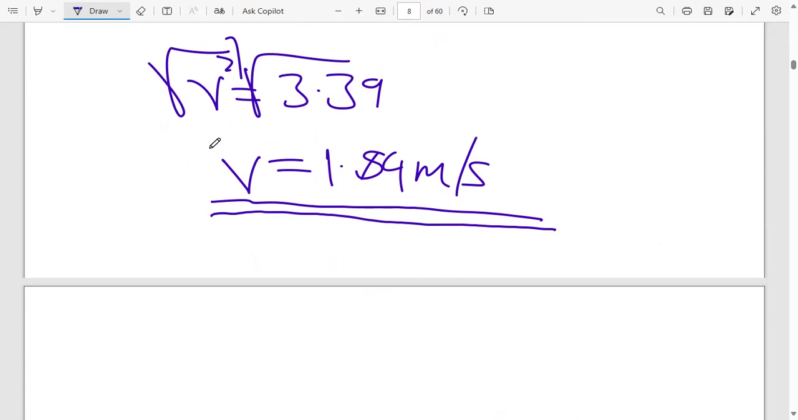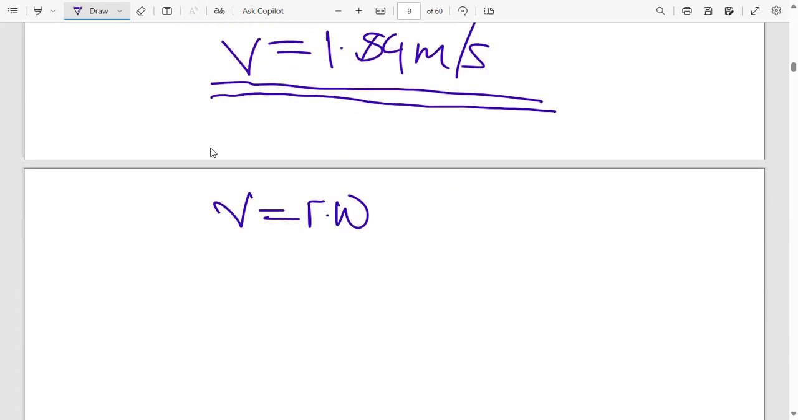Converting meters per second to rad per second. What is the relationship between angular velocity and linear velocity? I talked about it last time, and I don't know how you just forget like this. So I said V is equal to what? It's equal to R multiplied by W, of which W is the angular velocity that we are looking for.